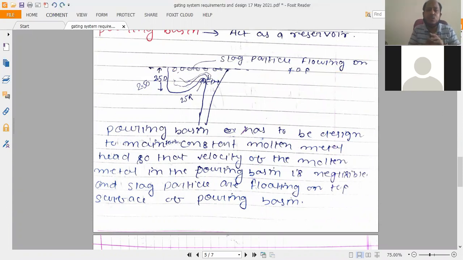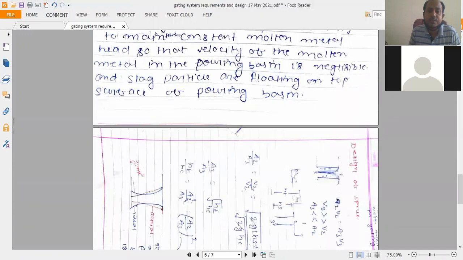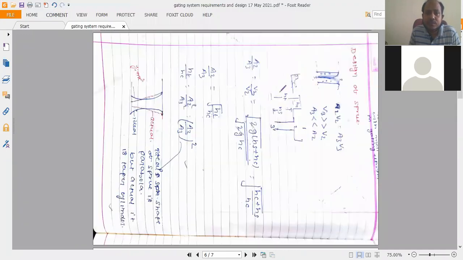So the pouring basin has to be designed to maintain a constant molten metal head. It is a head because it carries the potential energy, and we keep the potential energy constant. If the potential energy is higher, the flow of the molten metal will be smoother. It provides a constant metal head, so that the velocity of the molten metal in the pouring basin is negligible, and the slag part is formed at the top of the pouring basin.